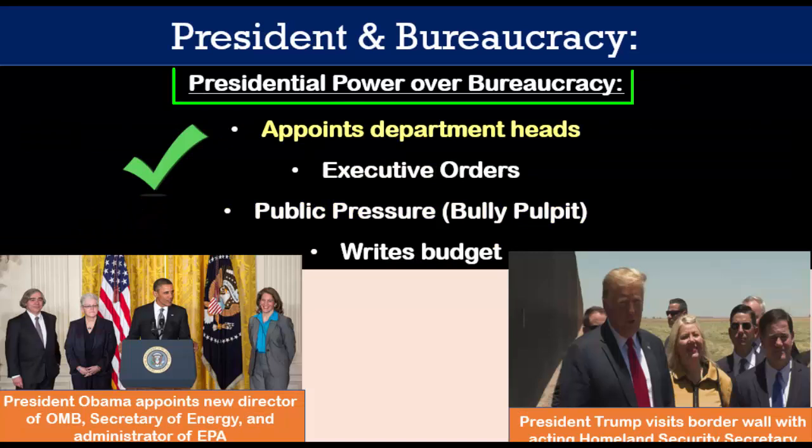Now, the president has influence, like we said, by appointing those heads of the departments in many agencies, and is going to pick ones that agree with them on their policies and ideas. The president can also issue an executive order, which the bureaucracy has to implement.